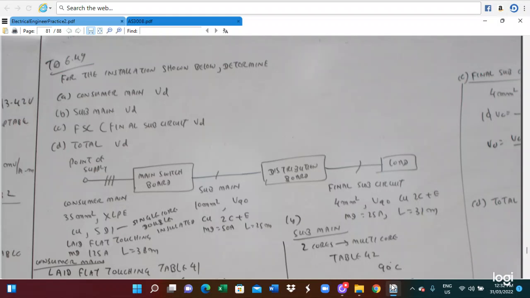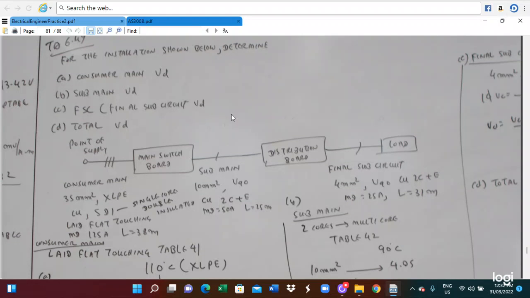So today's lesson, we saw that one problem. For the installation shown below, we need to determine: A, consumer main voltage drop; B, sub main voltage drop; C, final circuit voltage drop; and D, total voltage drop. So this is our problem given.